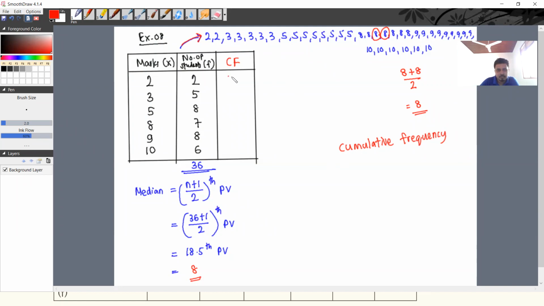Here we have 2. 2 plus 5, 7. 7 plus 8, here, 15. 15 plus 7, 22. 22 plus 8, 30. 30 plus 6, 36. So this is our cumulative frequency column.